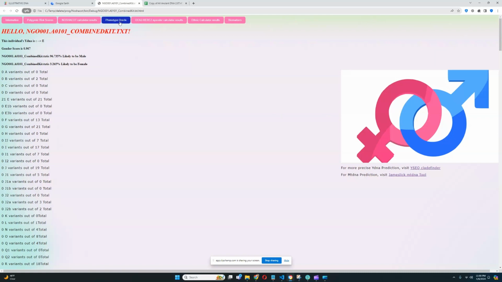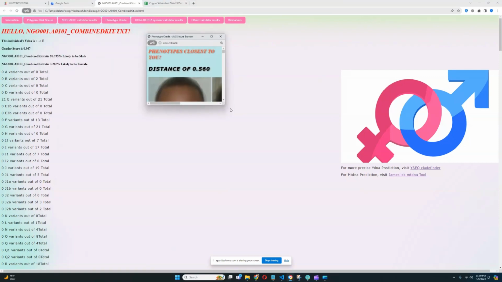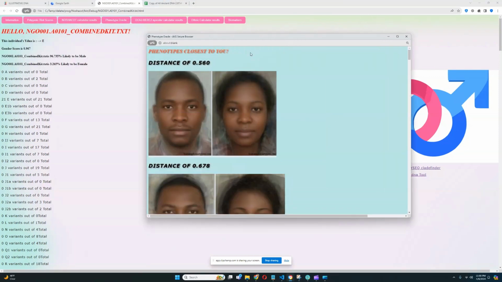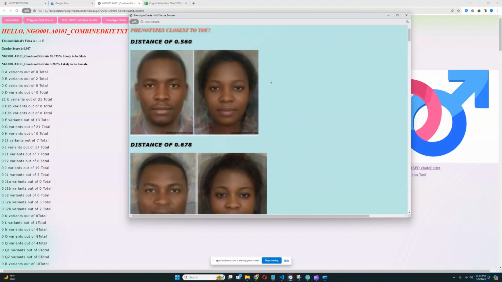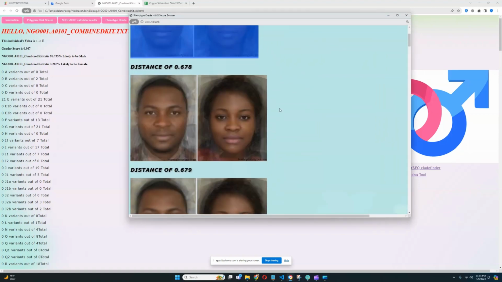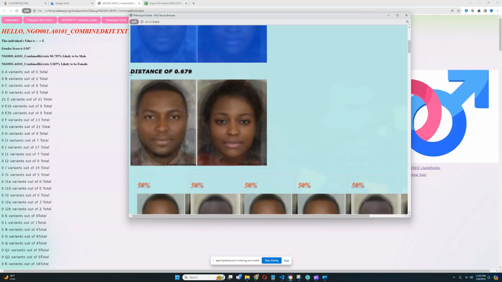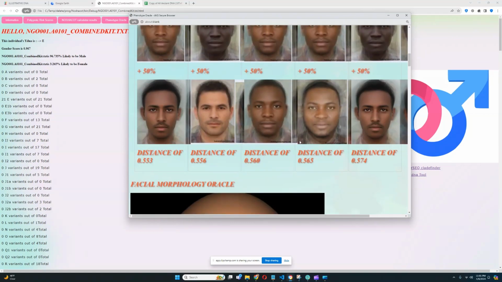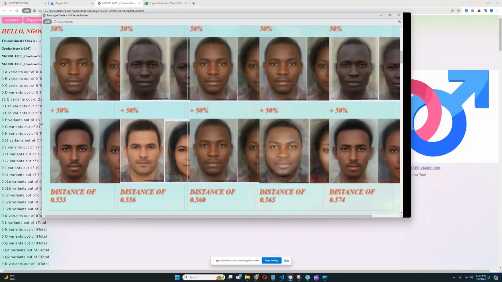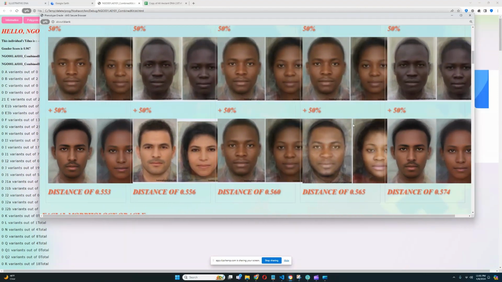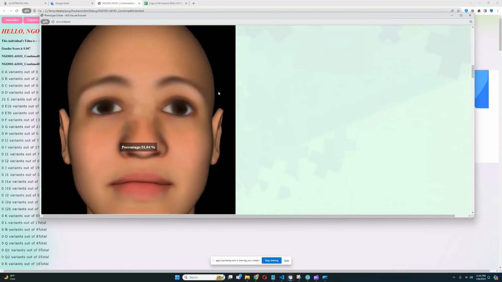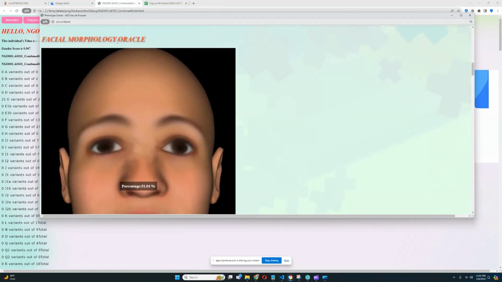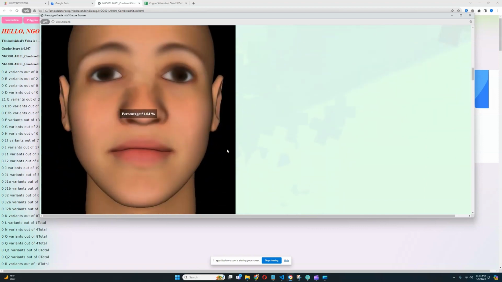Maybe I should show the phenotype. Did I show that? No, I didn't show it. So let's show the phenotype oracle real quick, because people might want to see what phenotypes my trait predictor comes up for this individual. So the closest phenotype is this, followed by this, followed by this. Here's the models, the two-way models for the phenotypes. And after that, we have the facial morphology oracle, which is kind of like, you remember my eye shape predictor tool? That's basically what it is. It's just slightly different, but it's essentially based on that.